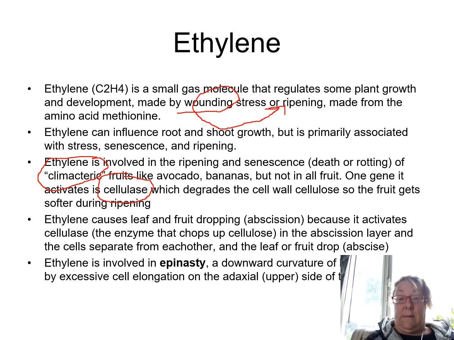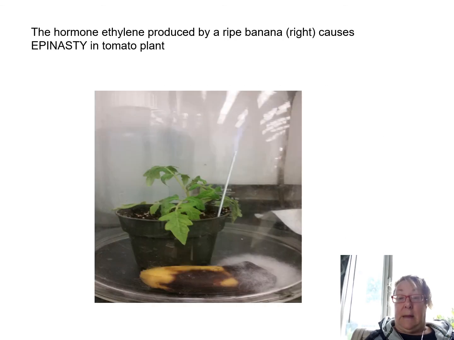Ethylene can also activate cellulase in the abscission zone where the leaf connects to a stem. And so in the fall, when leaves drop or abscise, that's because cellulase has nibbled the cell walls in the abscission zone. Lastly, ethylene causes epinasty, a downward folding of leaves on some plants.